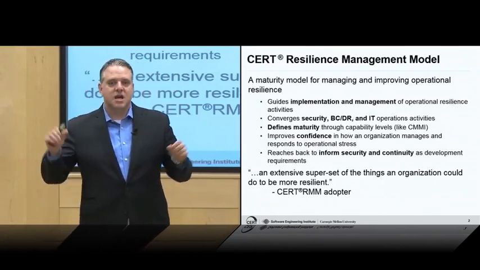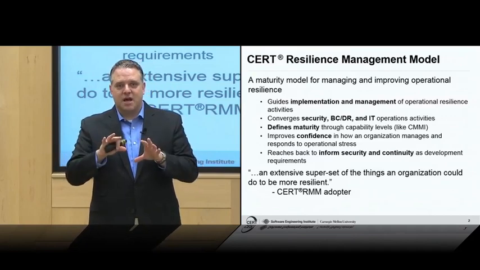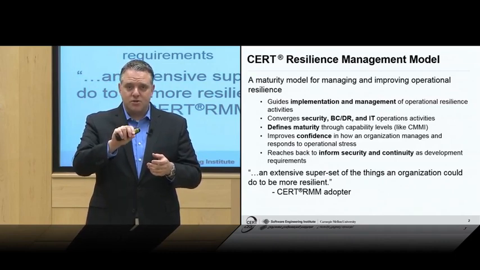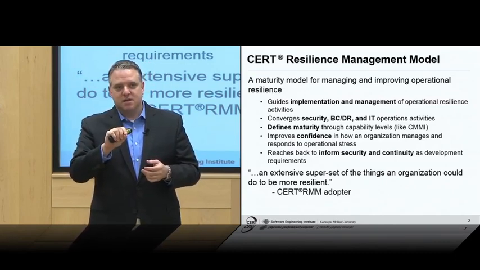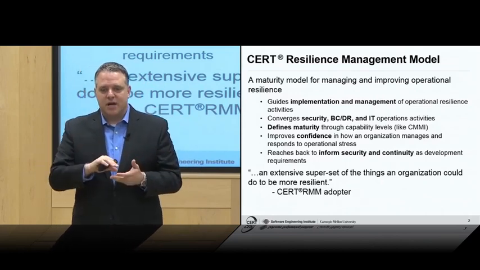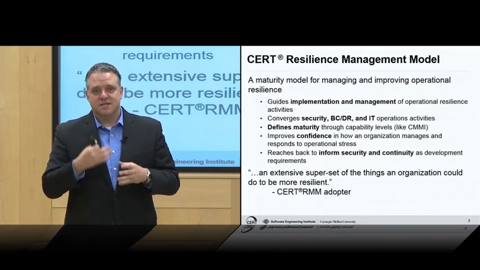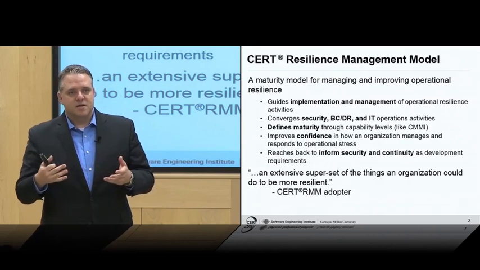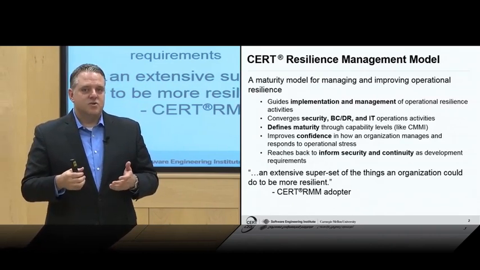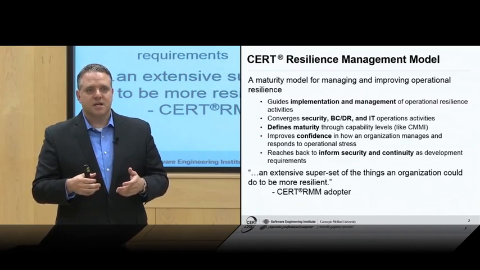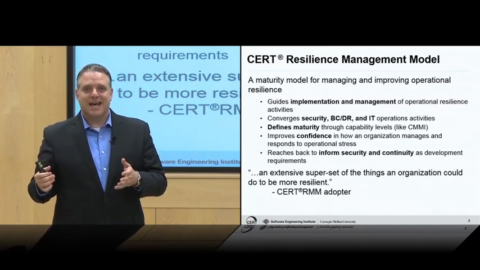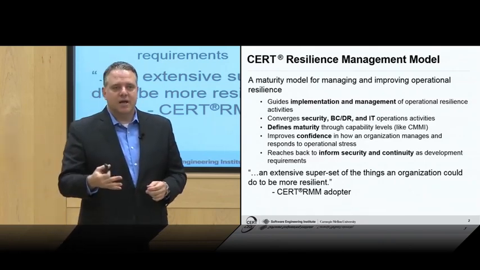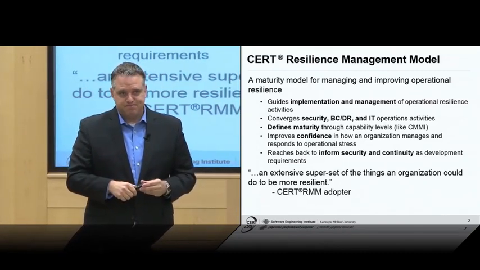What RMM does is take those three disparate activities and bring them together and say, right where the three of these key areas merge, that is where we achieve resiliency. And so it brings those three areas together in this model and says this is how you can be a more resilient organization. So it defines maturity through various capability levels, and it's really intended to improve confidence in the organization's ability to manage that operational stress. Again, that spring expanding and contracting. If you can do that, you're theoretically a more resilient organization.